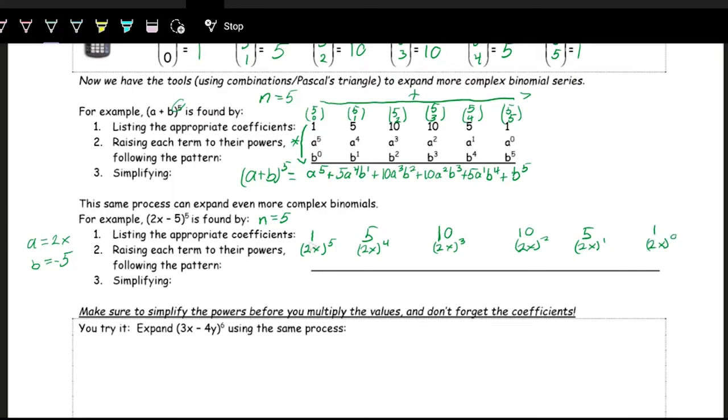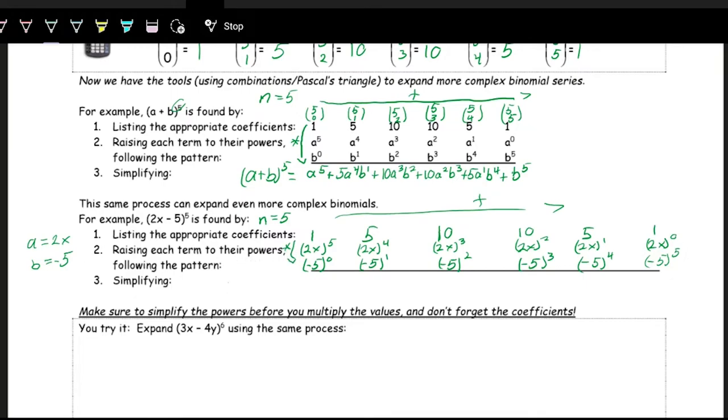And then we start with b to the 0. So the b is the negative 5. So we're doing b to the 0, or negative 5 to the 0, then negative 5 to the 1. So we're increasing that exponent each time until we get all the way to b, or negative 5, to the 5th power. And now all we do is we add across and multiply down.